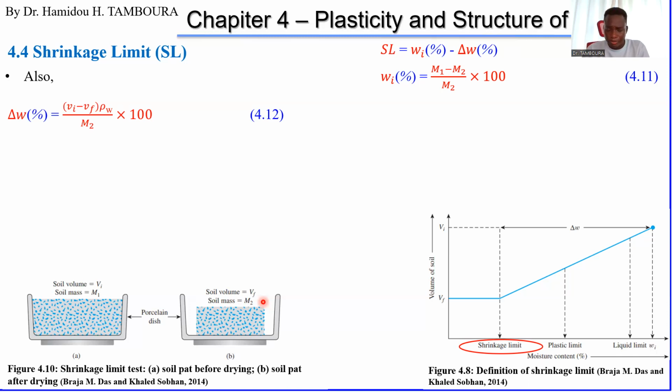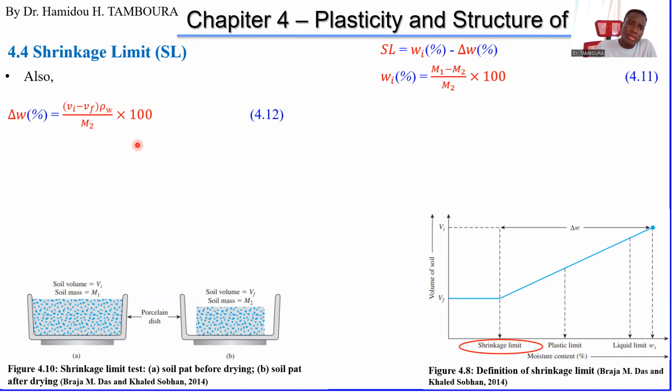And by doing so, just agree that Vi minus Vf is equivalent to the volume of the water, the amount of water in the soil at the beginning of the experiment, of the test, okay? Yes. So by multiplying this volume with the density of the water, you will obtain the mass of the water also, somehow.